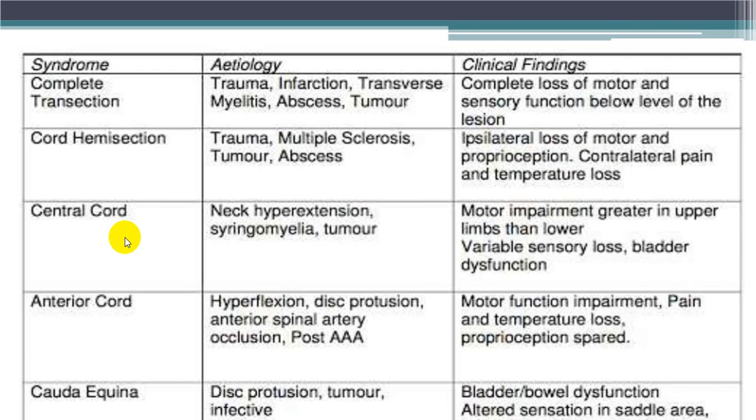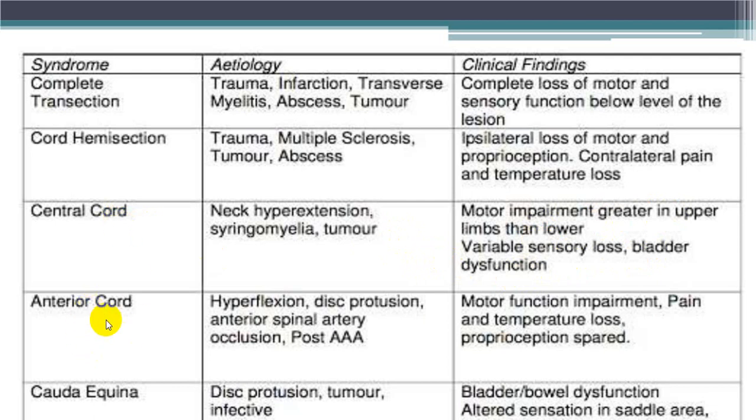In a central canal damage, very commonly it is in case of syringomyelia, or in case of a hyperextension, we call it a whiplash injury, where you get a bilateral loss of pain and temperature. So motor impairment can be there, greater in the upper limb than lower limb, and you might have involvement of even bladder, because the bladder center is very close to the central canal. So that will be in case of a central canal damage.